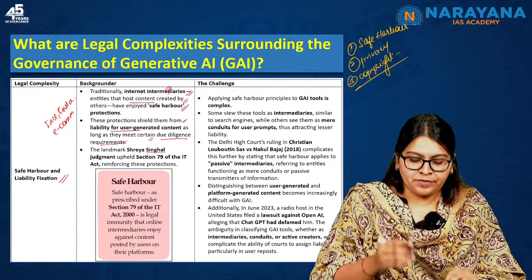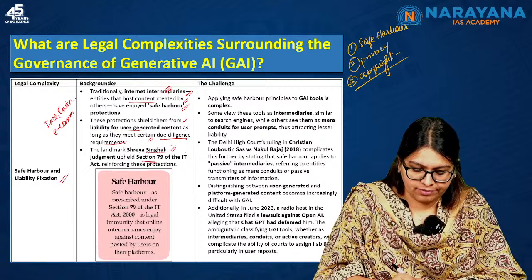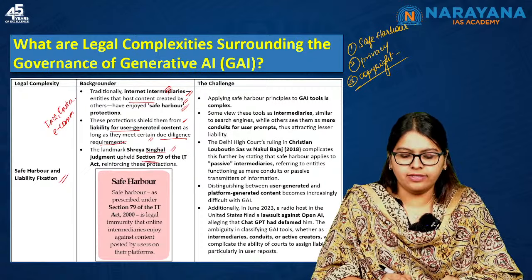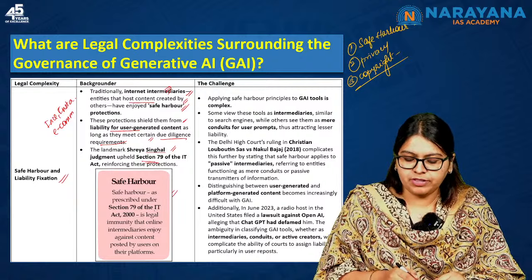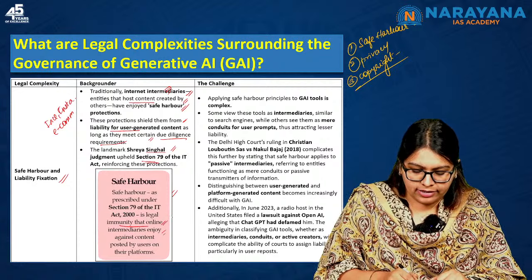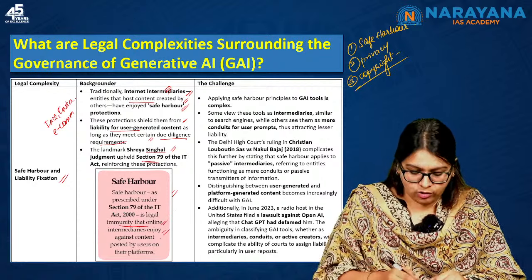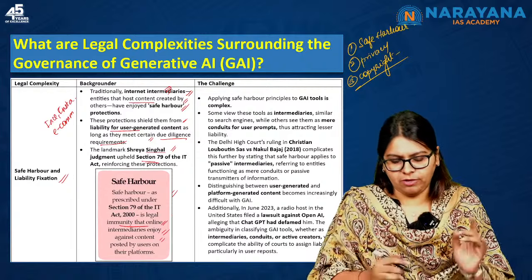The next one, the landmark Shreya Singhal judgment upheld section 79 of the IT Act, reinforcing these protections. So what does section 79 say? This is prescribed under the IT Act as legal immunity that outlines that intermediaries enjoy protection against the content that is posted by the users on their platform. This is very, very simple.